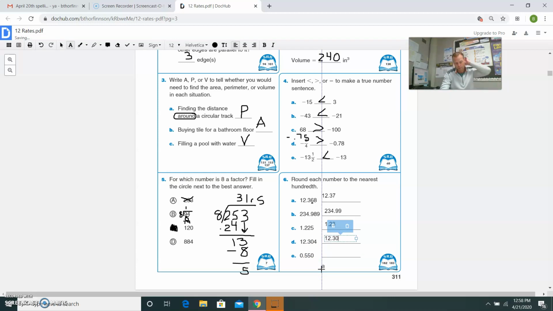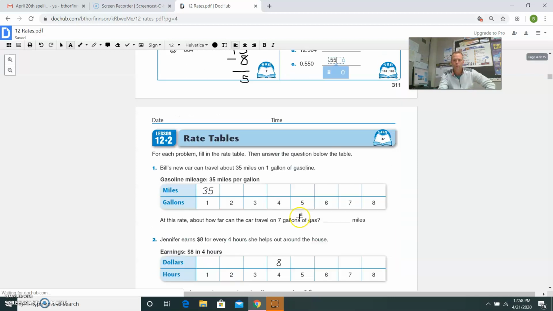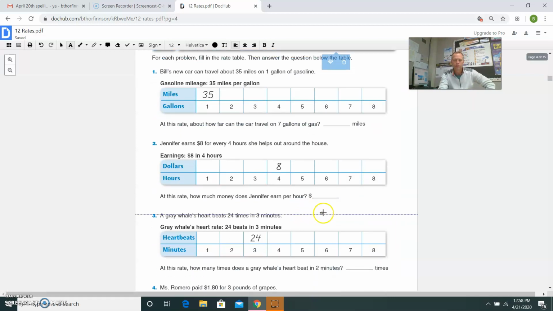You can leave that 3 if you wanted. You can put the 0 in there, but that 4 would stay the same, or tell that 0 to stay the same. And our 55 hundredths would stay at 55 hundredths. It wouldn't change. Okay, so that is 311. Let's jump ahead and take a look at 312 here.